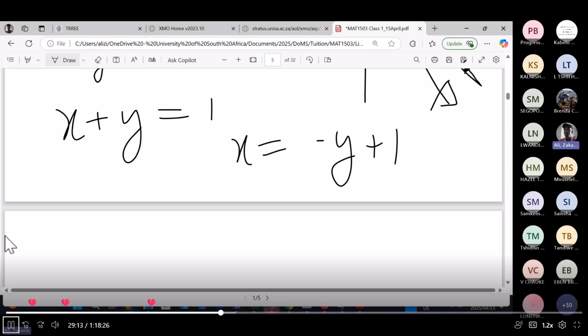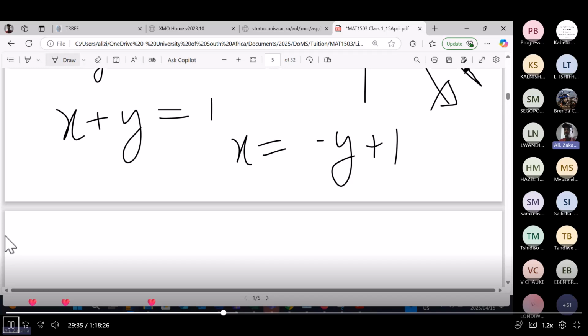You see, when we write x equal to minus y plus 1, there is no way we can solve it uniquely. Each time we give y a value: if you give y equal to 0, x becomes 1. You give y equal to 1, x becomes 0. You give y equal to 2, x becomes minus 1. You give y equal to minus 2, x becomes 3, and so on. So each time you give a value for y, you are finding another x. So it means that it will never stop.